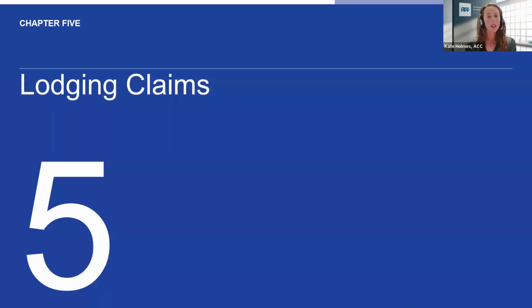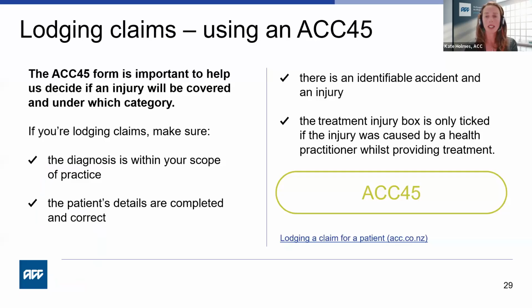Okay, moving on to lodging claims. All claims begin with an ACC 45 form. Making sure that the information is correct before lodging will mean faster access to treatment and support for your client. So please just make sure that the diagnosis is within your scope of practice, that the patient's details are completed and correct, that there is an identifiable accident and injury, and only tick the treatment injury box if the injury was caused by a health practitioner while providing treatment.